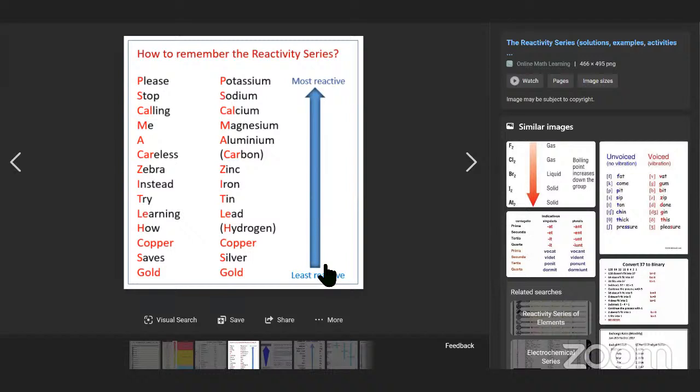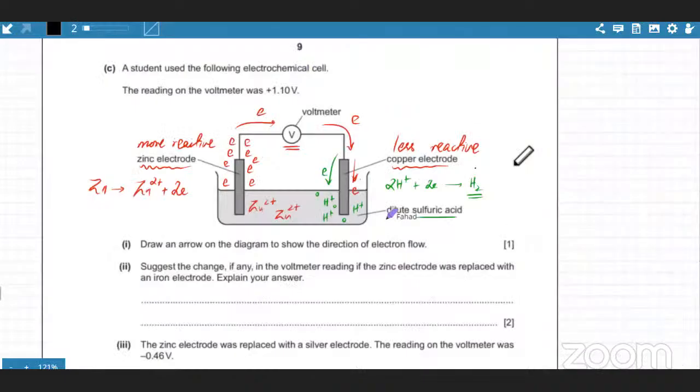Zinc is being replaced by iron. So where is zinc? Zinc is here. Iron is less reactive, lower down in the reactivity series. So the question is to suggest the change, if any, in the voltmeter reading, and we need to explain our answer as well. So iron is less reactive, so it has a lower tendency to lose electrons.